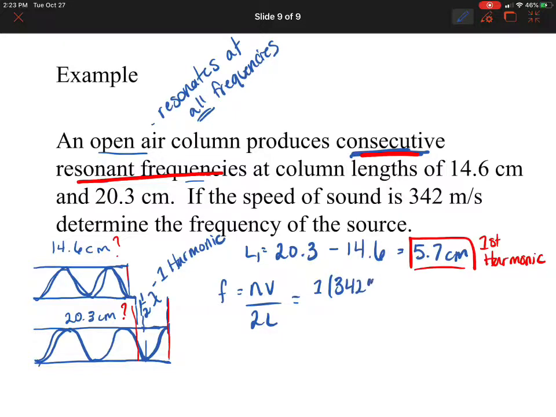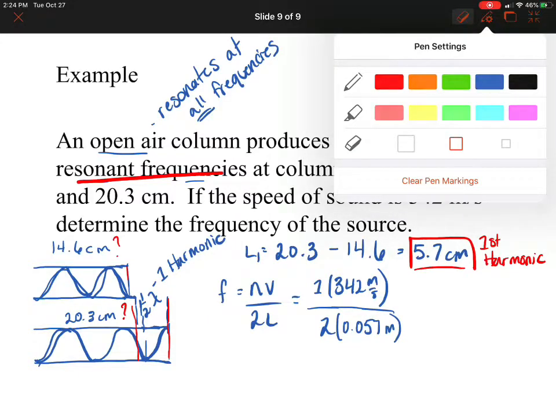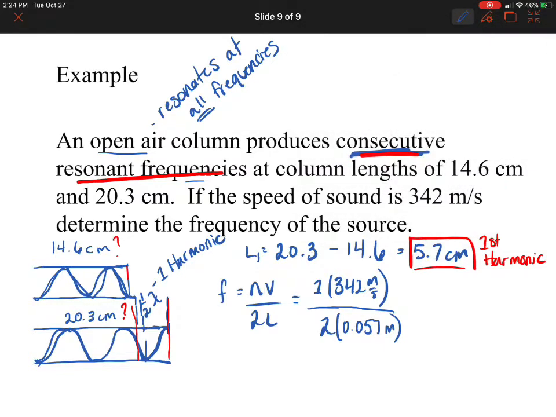The velocity of sound here is 342 meters per second. And then the length for that first harmonic was 5.7 centimeters. What the heck am I doing? Do I want centimeters? Of course I do not. I want meters, because my speed is in meters per second, so that's 0.057 meters. Let's make sure we do that, and then we will get our correct frequency. How many significant digits do I want? I want 3. So that is 3.00 times 10 to the 3 hertz.